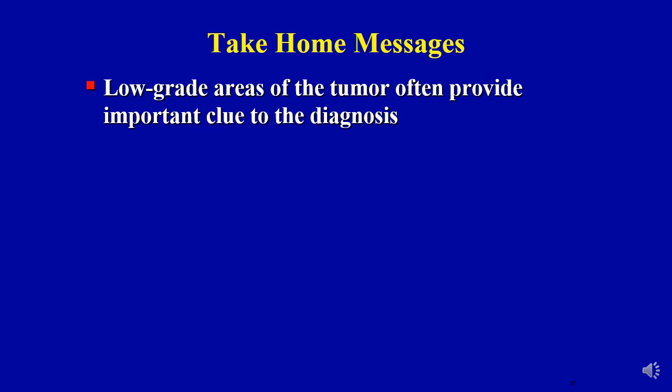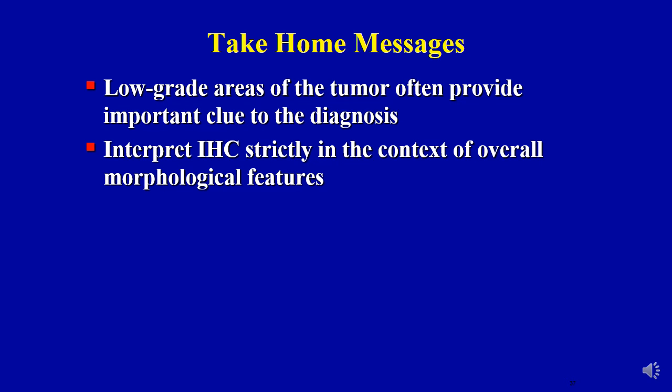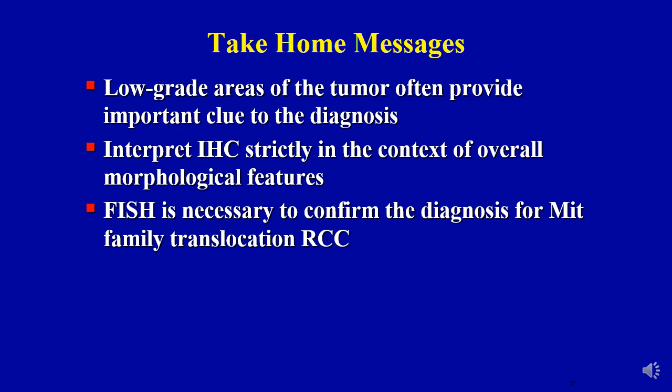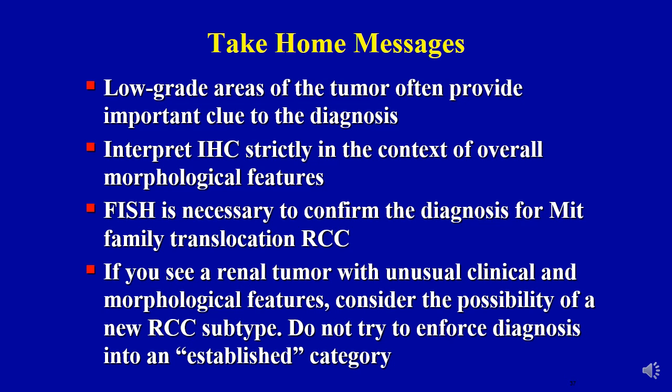So these are my take-home messages for this particular pattern. We are going to focus on low-grade areas of the tumor, which often will provide you an important clue to the diagnosis. Interpret immunohistochemistry strictly in the context of overall morphological features. Don't overly rely on one staining pattern. FISH is necessary to confirm the diagnosis for MiT family translocation renal cell carcinoma. And if you see a renal tumor with unusual clinical and morphological features, consider the possibility of a new RCC subtype. Do not try to enforce your diagnosis into an established category.